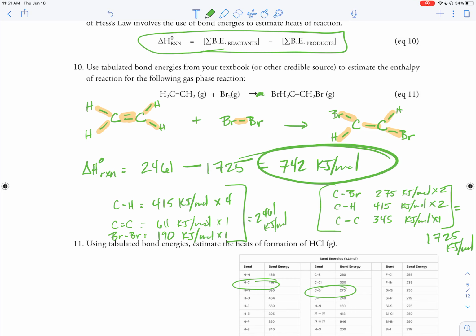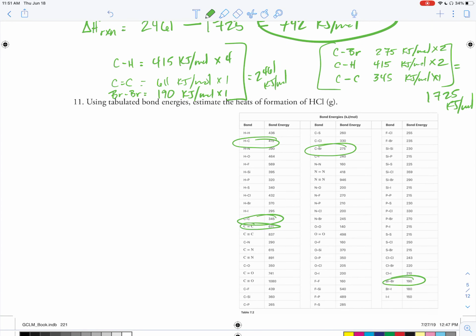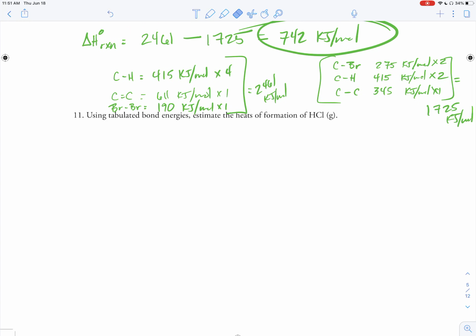So there is an alternative way. If you don't know the delta H of formations for substances, you could just use bond energies as well. In this particular kind of problem, what they want you to do is the exact same thing, calculate using bond energies for the formation of HCl gas. That means we're forming HCl gas, and you need to do that from H2 plus Cl2 because they're both diatomic. And we would have to balance this.